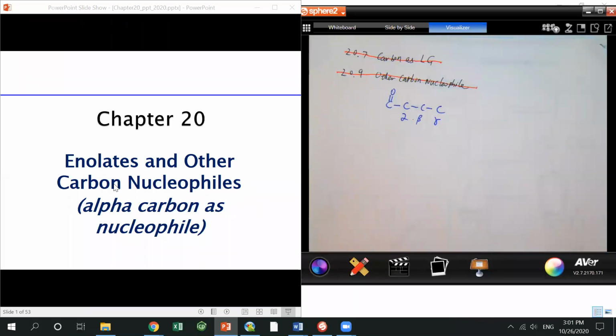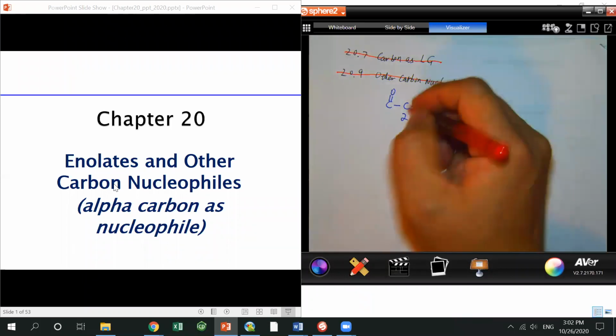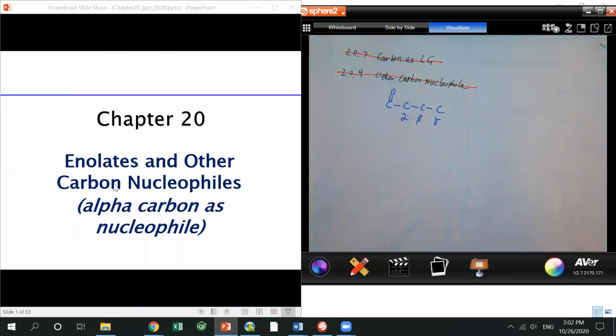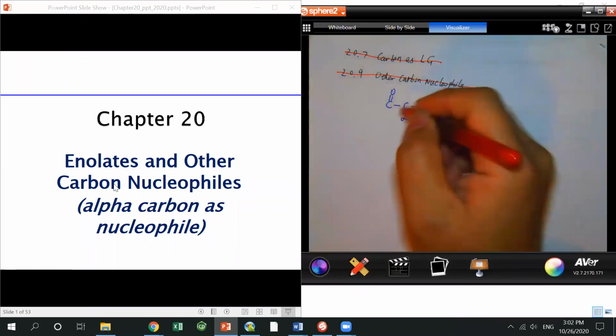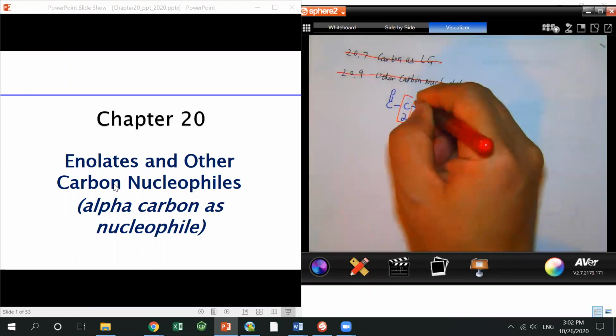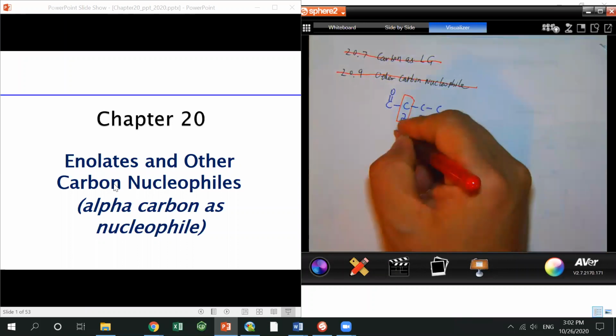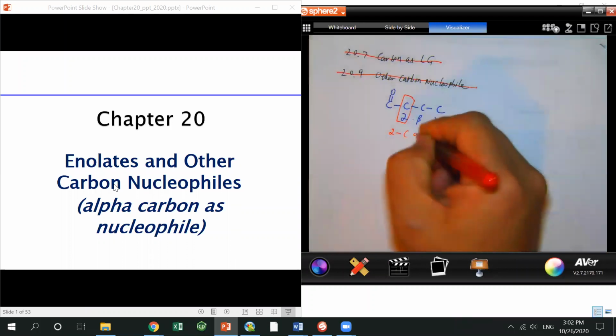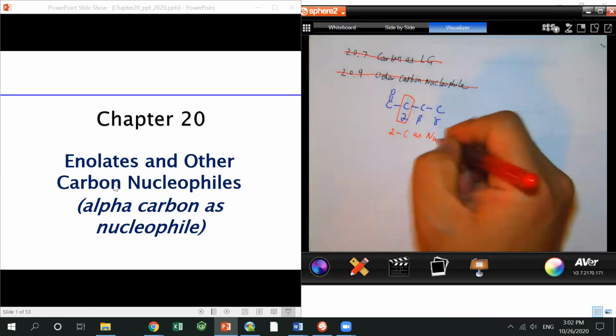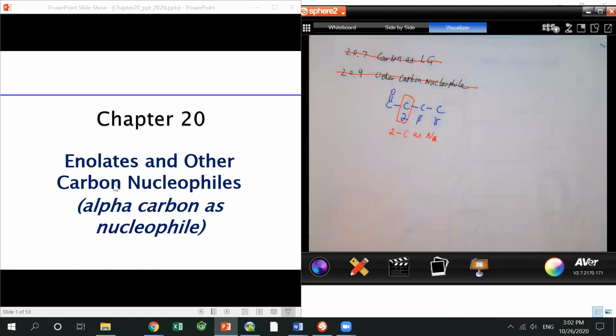Chapter 18 is about carbonyls, 19 is also about carbonyls, and chapter 20 is also about carbonyls. But it talks about this guy, the alpha carbon. This one acts as a nucleophile to do all kinds of reactions.